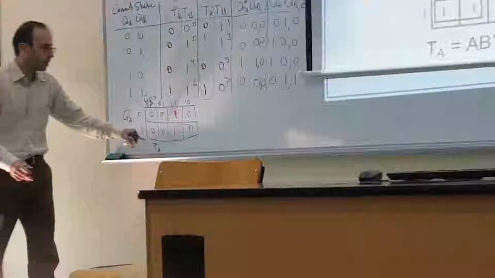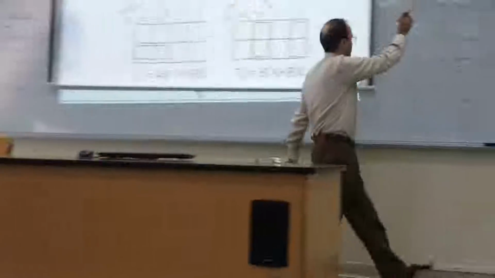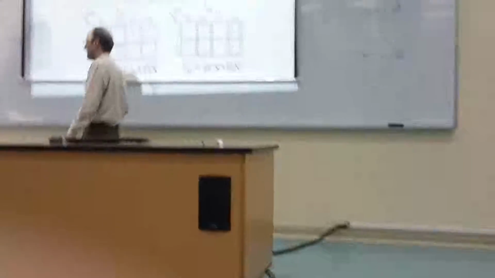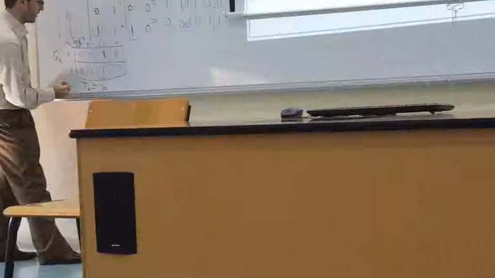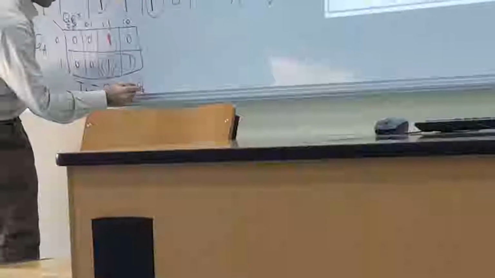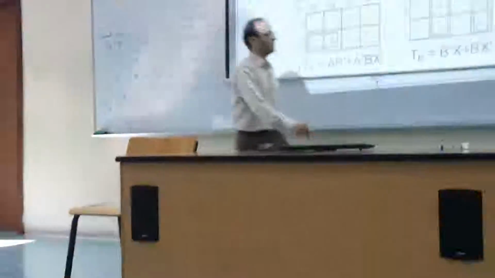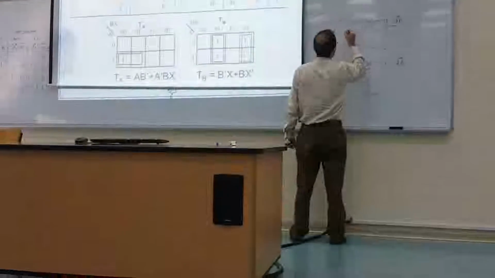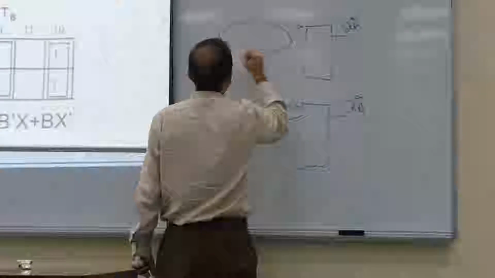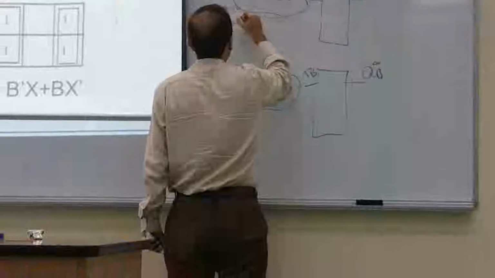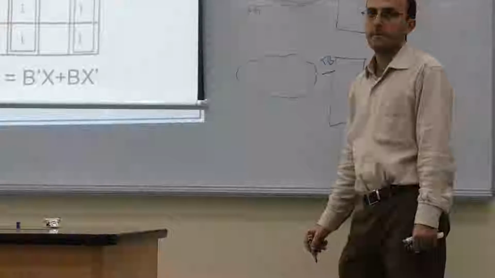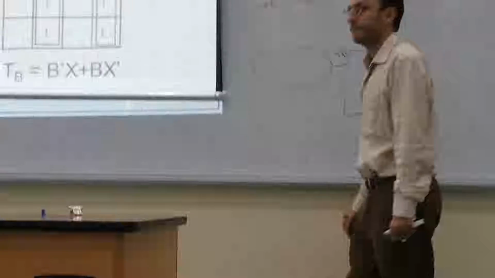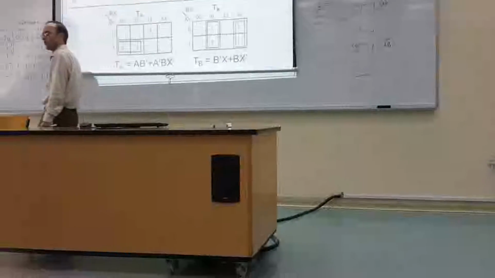Minimize, write the equation. This is the logic that I have to put before the TA. So what's the value? Equal to QB, right? Plus QB, yes. QB X. So I'm gonna come here, put an OR, and QA, QB, QB, is it? Yes. And X. Okay, that's my circuit for the TA.